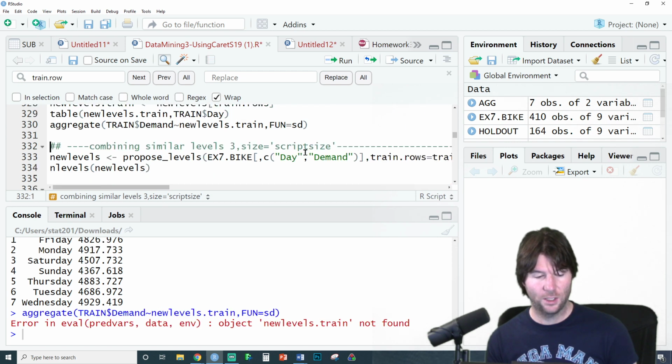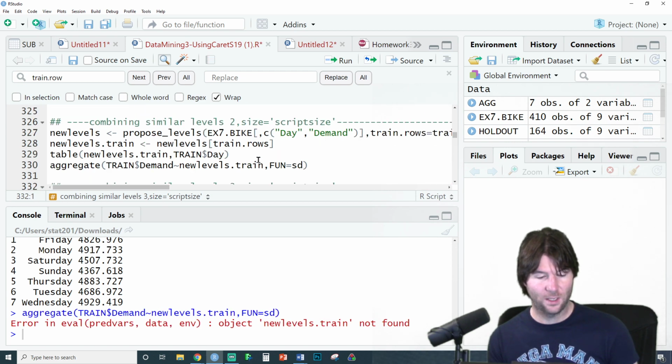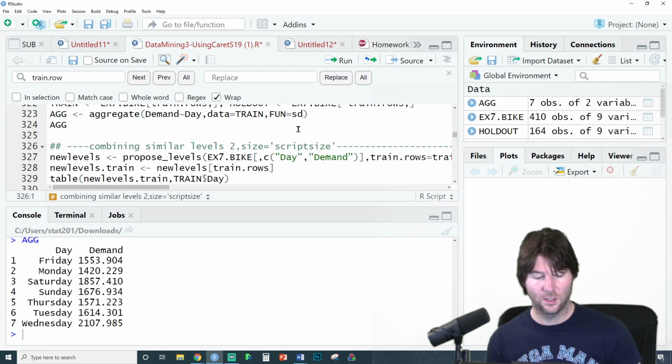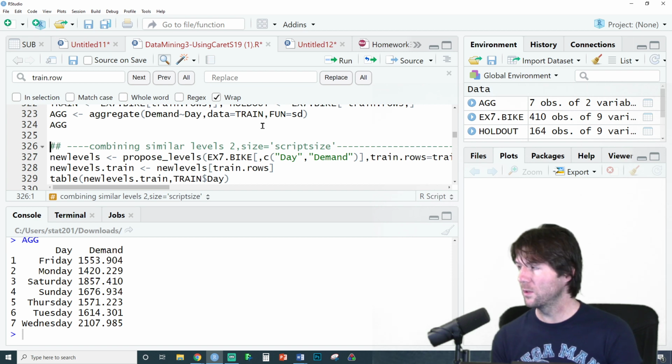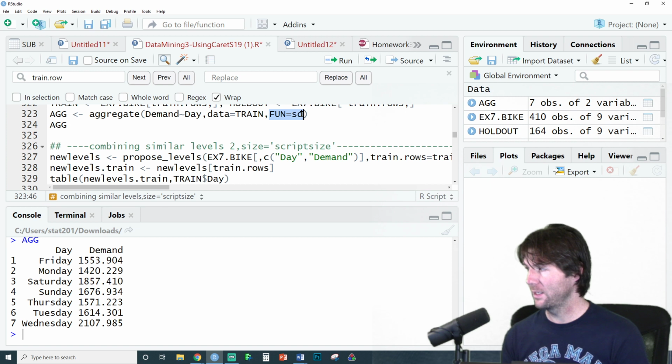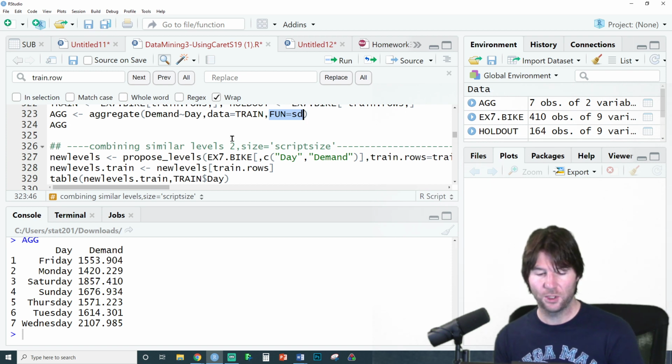You change it to standard deviation, and we have an object not found because we're using something different right there. So we'll go back to the original aggregate, and you can see right here, this is just going to show us the standard deviations now. So aggregate's a really fast, really easy function. It's just y tilde x comma data equals, and then comma function equals something.